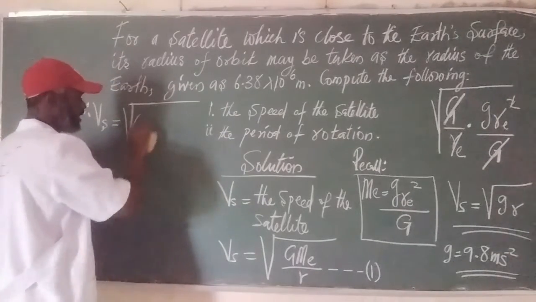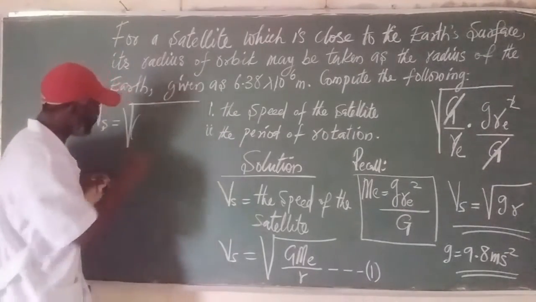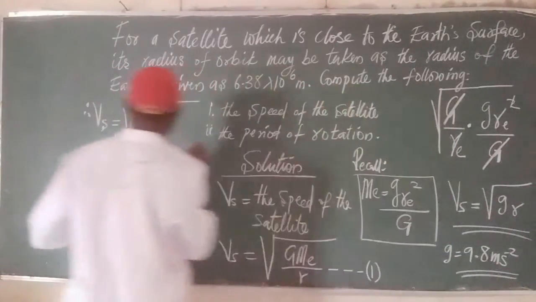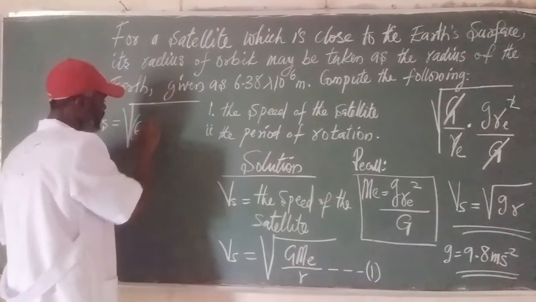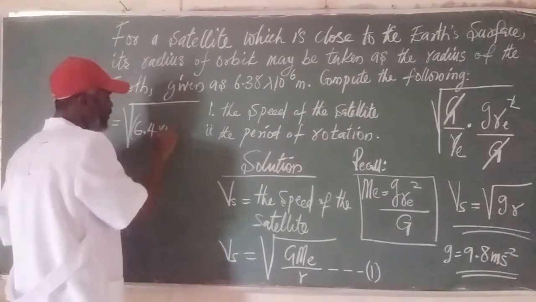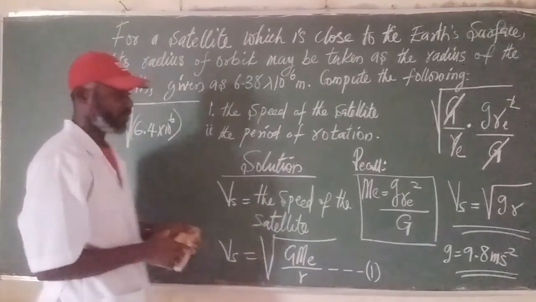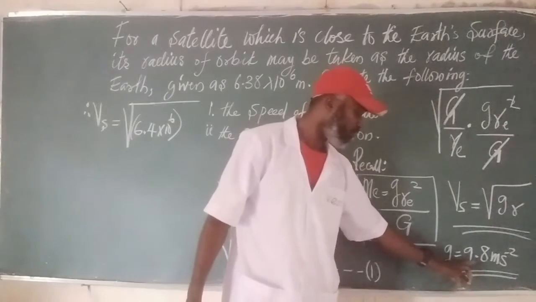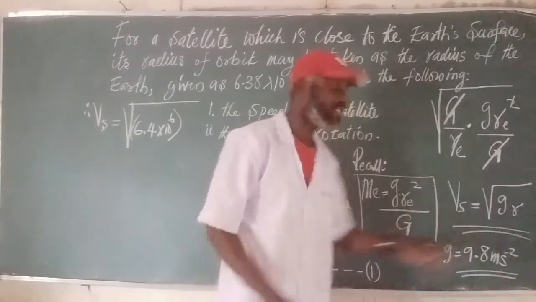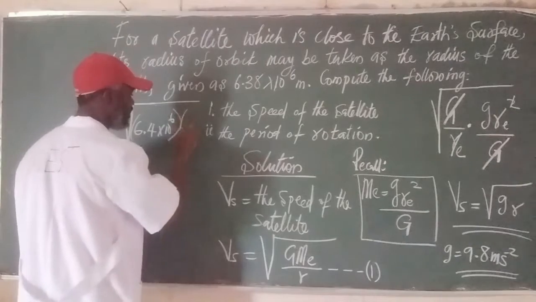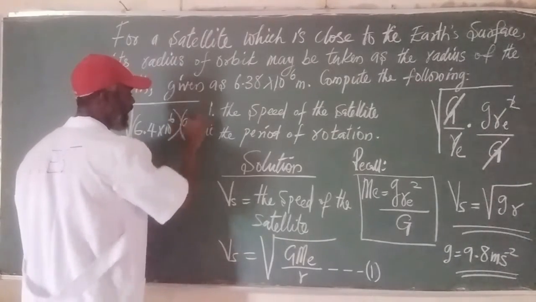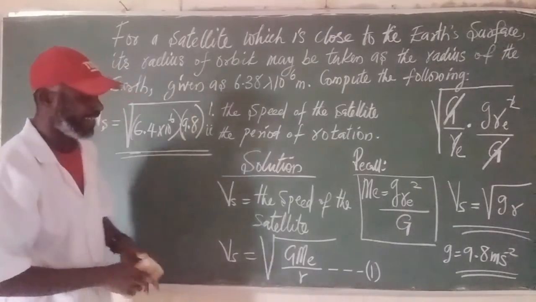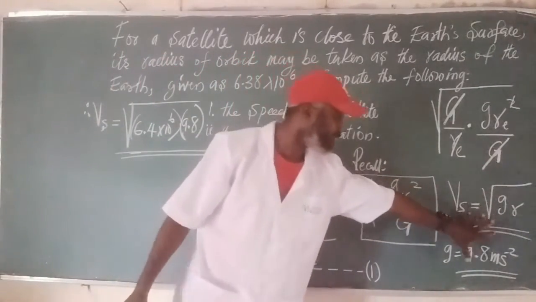Let me write this clearly. Taking note of the fact that the radius of the Earth, which is r, is giving us 6.4 approximately times 10 raised to the power 6. The acceleration due to gravity, g, is giving us 9.8 meter per second squared, and then we substitute that. 9.8 all over. Any other thing? There is nothing again.